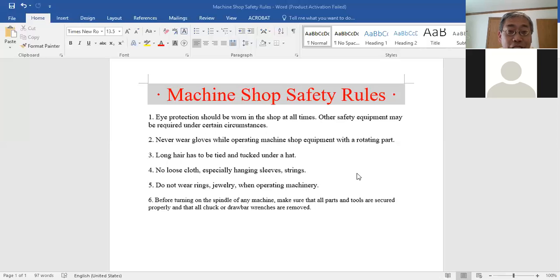All right, last year we had someone who left the wrench on and turned it on, and it made a big bang noise. For some guys, I was always joking with them. I said, well, for you operating the machine, I'm gonna hide somewhere. So those are the safety rules, okay?